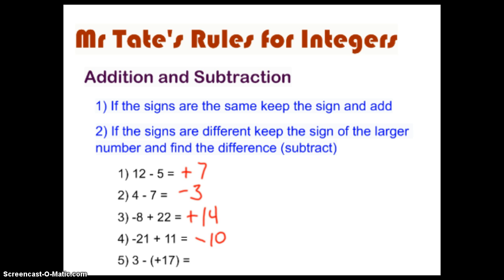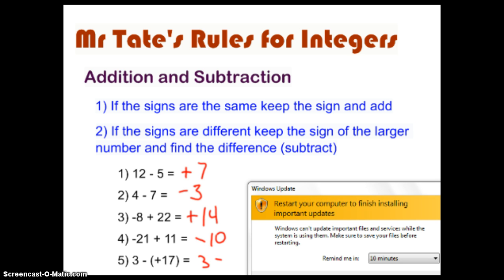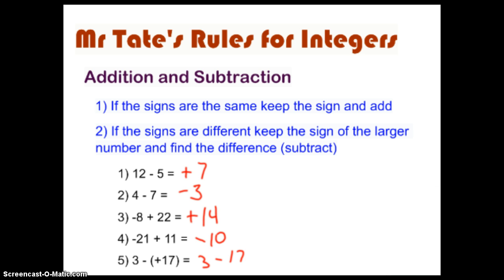On my last one here, we have another spot where we have the double sign, so we need to rewrite. We have a positive and a negative, so that will turn out to be negative. So let's write this as 3 minus 17. Oh, look at these little things popping up on me. Let's go ahead and get rid of this. Sorry about that. So we have a 3 and a negative 17.